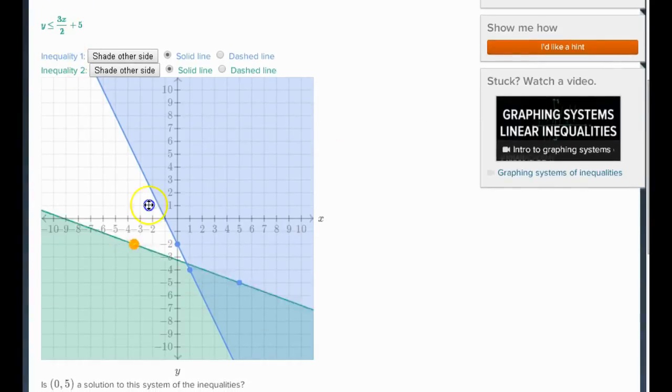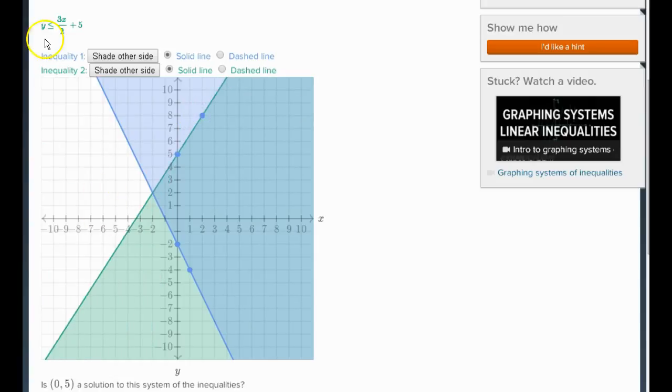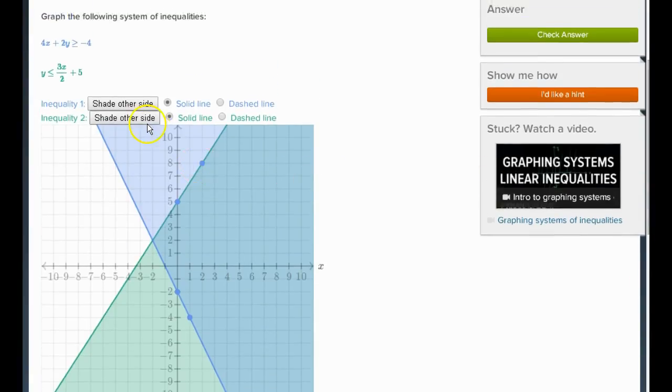The next one's already solved. Start at 5, and then go up 3, right 2, that's positive, so up 3, right 2. Okay, so that's how that looks, and that should be shaded down, so I'm going to look at that. That's up, that's down, so I'm going to leave it down.